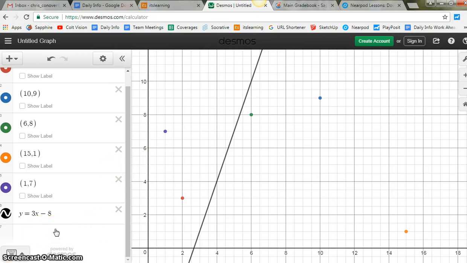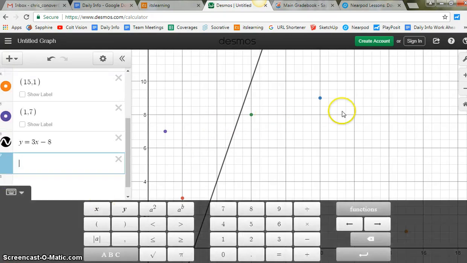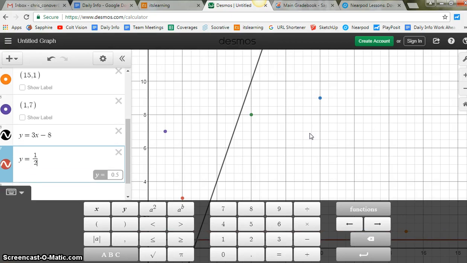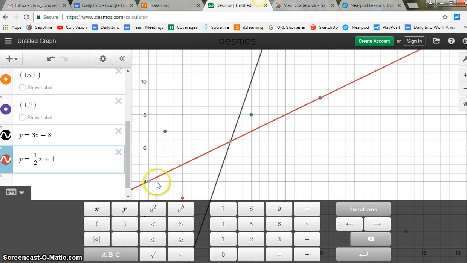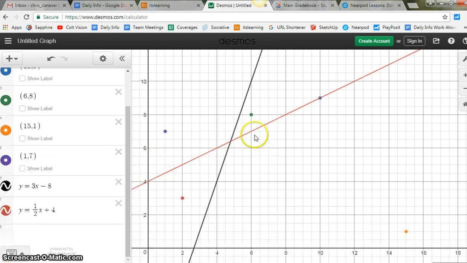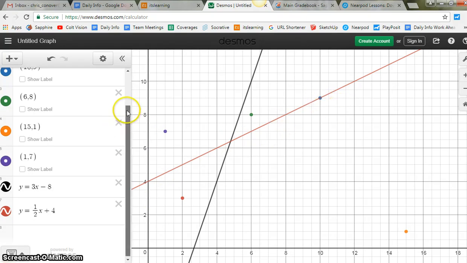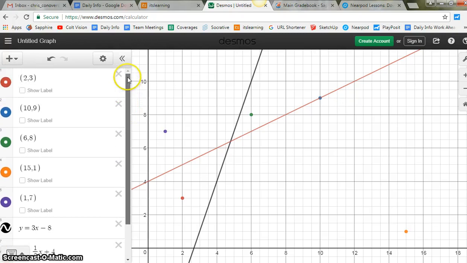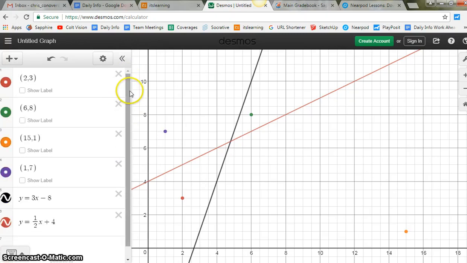Next, it'll be their turn. Let's say they tell me their equation is y equals 1/2 x plus 4. Well, I want to see if that's going to hit any of mine, so maybe I'll put it in real quick. y equals 1/2 x plus 4. And when I do that, I can see that their equation is red, and it does hit one of my ships. It hits 10, 9. So I'm going to go ahead and let my partner know that it hits one of my ships, and I'm going to go ahead and take that point off my screen. So I'm down to 4 ships.